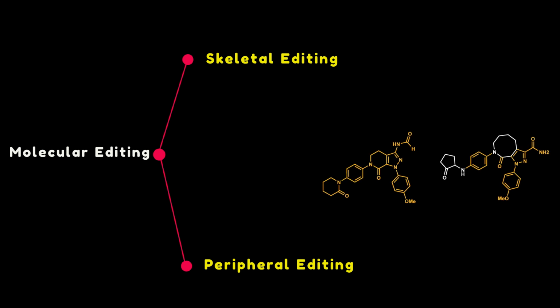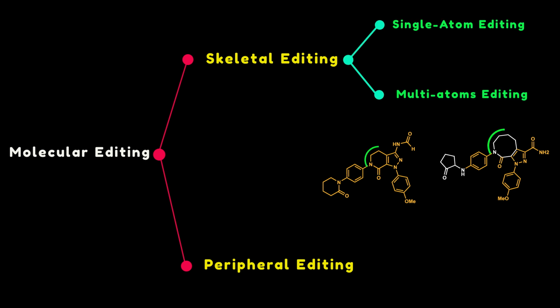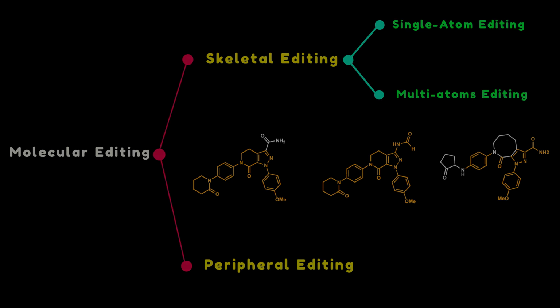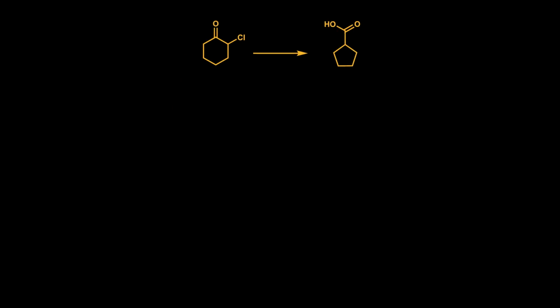In skeletal editing, the core scaffold of a compound undergoes changes, which may involve the modification of a single atom or multiple atoms. In peripheral editing, the core structure remains unchanged, while various functional groups are installed on the skeleton. Now let's start with two classic examples of molecular editing.